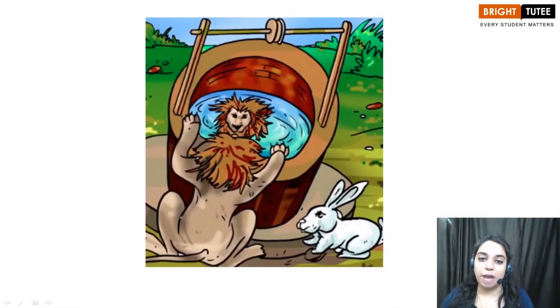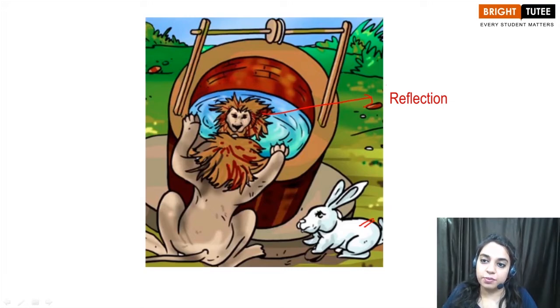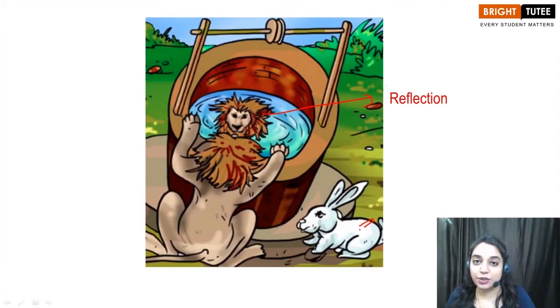So children, what happened was, there was this rabbit and he fooled this lion by telling him that there is another lion in this well, and when the lion looked inside the well, he saw his own reflection. He saw his mirror image, right? He saw his reflection, and the rabbit made him jump into the well, and that is how he got rid of this lion. So children, this beautiful story was again based on the reflection of light. So let's now move ahead.